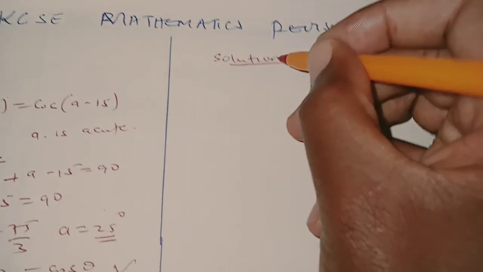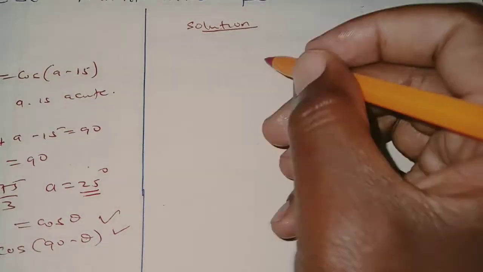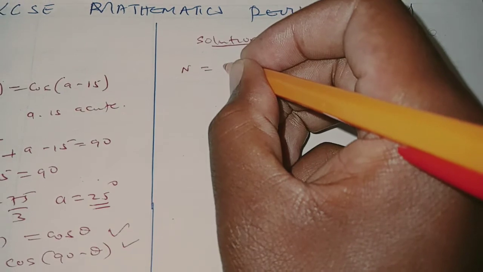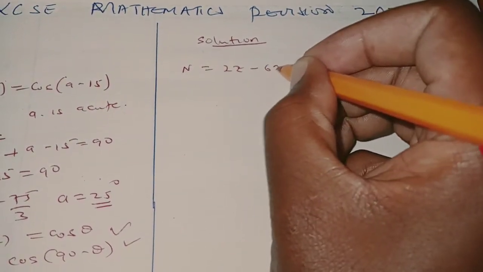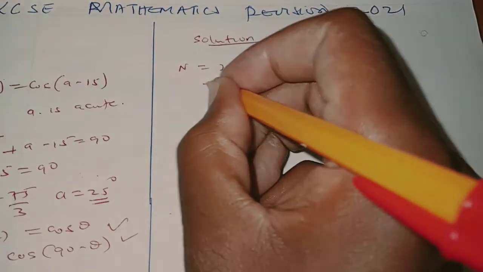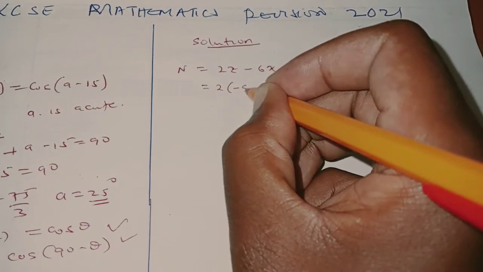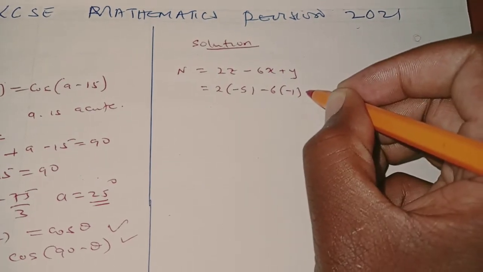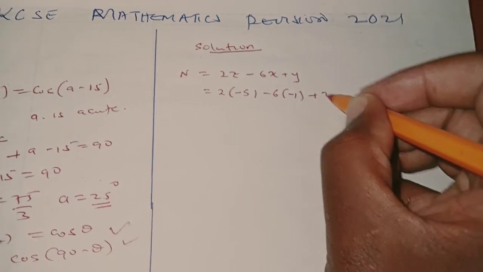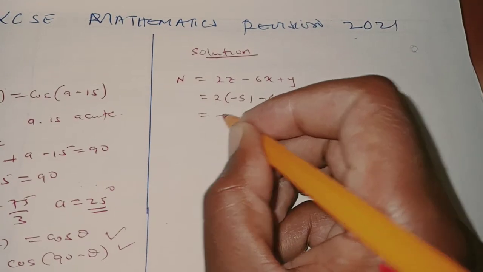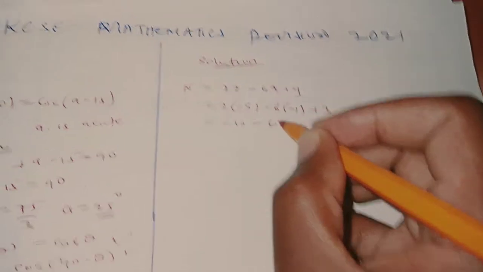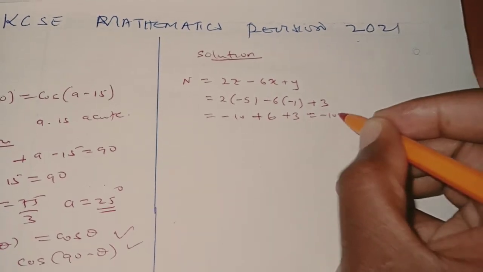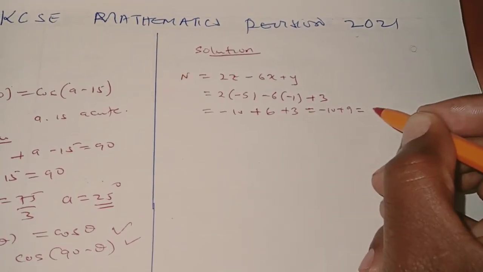In the solution, we are going to take the numerator first. The numerator comprises 2z - 6x + y, and we know that z is -5, x is -1, and y is 3. So we can simplify this first: -10 plus 6, you need to be careful, plus 3. You get -10 + 9, and this gives us -1.